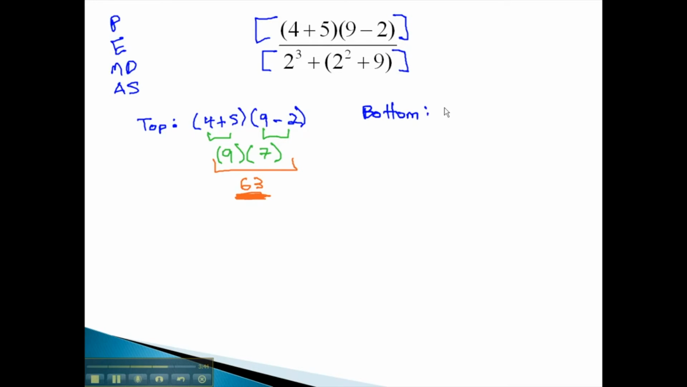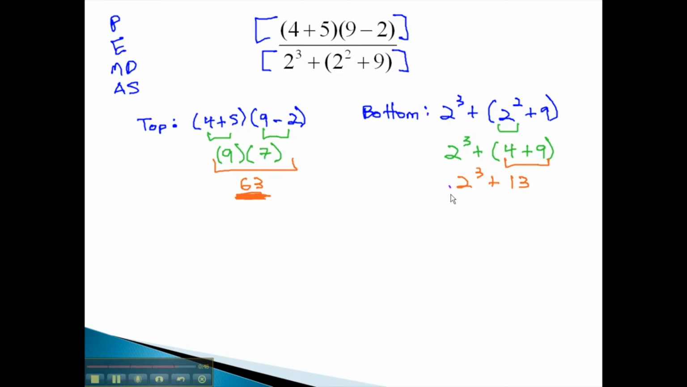The bottom, or denominator, is 2 cubed plus 2 squared plus 9. So again, order of operations: inside the parentheses first, doing exponents first. We'll have 2 cubed plus 2 squared is 4, plus 9. Finish out the parentheses by adding. We have 2 cubed plus 4 plus 9 is 13.